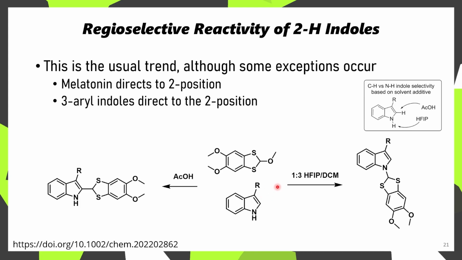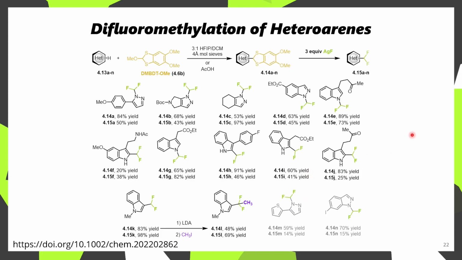Some exceptions to this, however, are if you have a directing group in the R position, such as if you had melatonin, instead of getting addition to the nitrogen, you'll always get addition to the 2 position, regardless of if you use acetic acid or hexafluoroisopropanol. Additionally, I experienced when using 3-aryl indoles, you would always get addition to the 2 position. So maybe that's desirable for you, maybe it's not, but overall having 2 modes of reactivity with one reagent is quite awesome. Here's some examples of compounds that we prepared using this methodology.